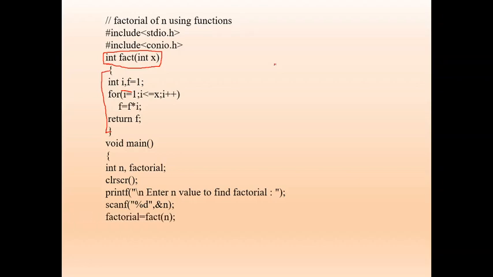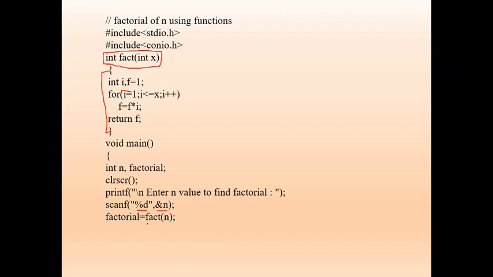So n and factorial are my local variables in the main program, because I need to read the n value, find the factorial for n, and store it. Clrscr is to clear the screen. I am asking the user to enter a value to find the factorial. Printf statement. Scanf is to read the n value. As n is of integer type, I am using the format specifier %d. In the scanf statement, the variable name should be preceded by the ampersand symbol.